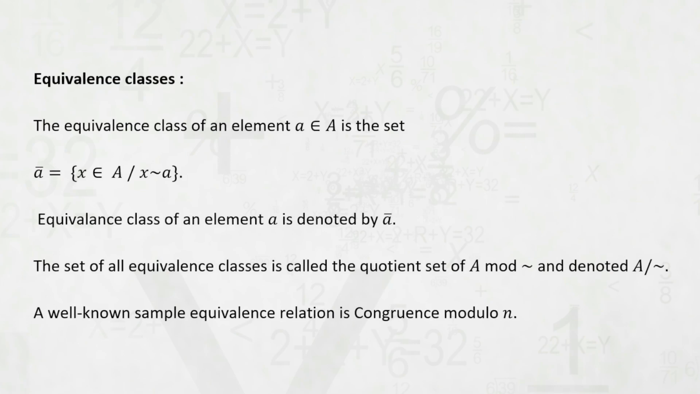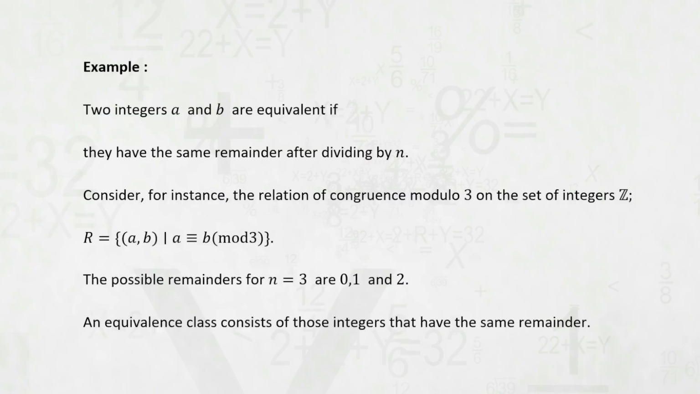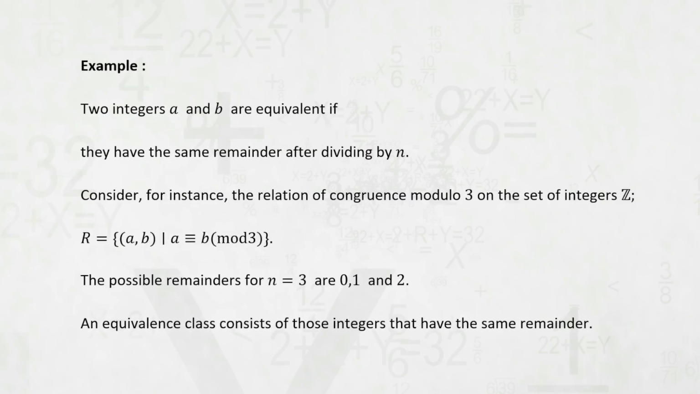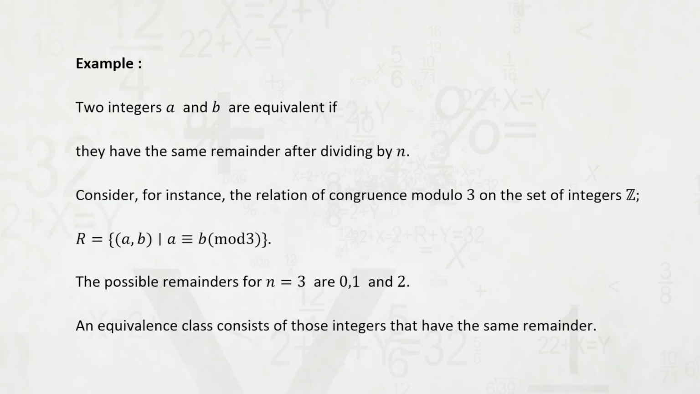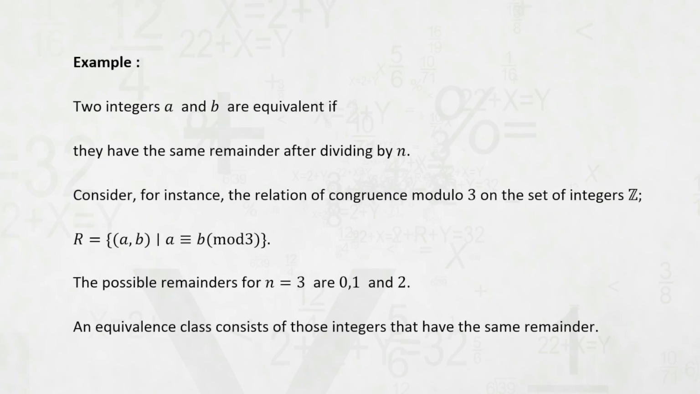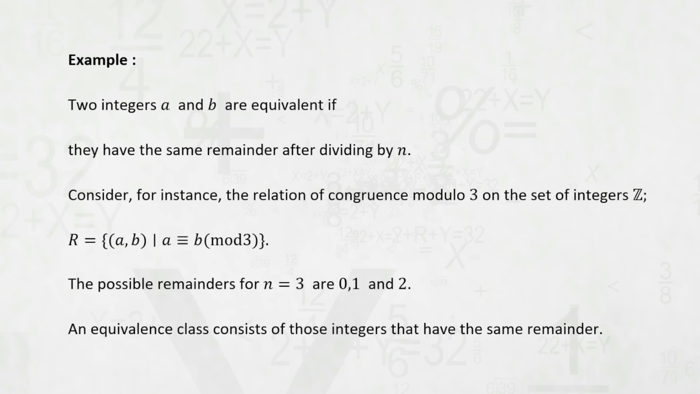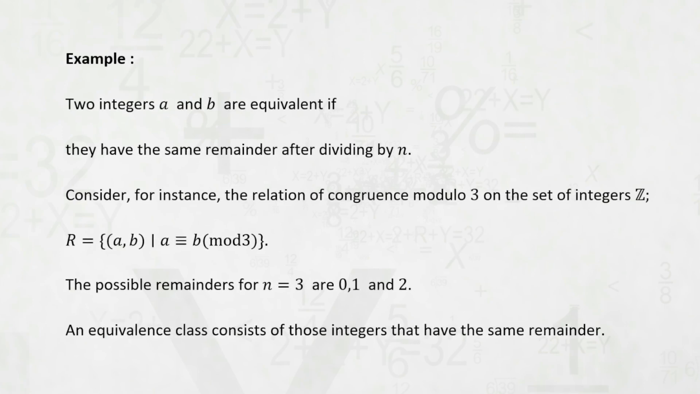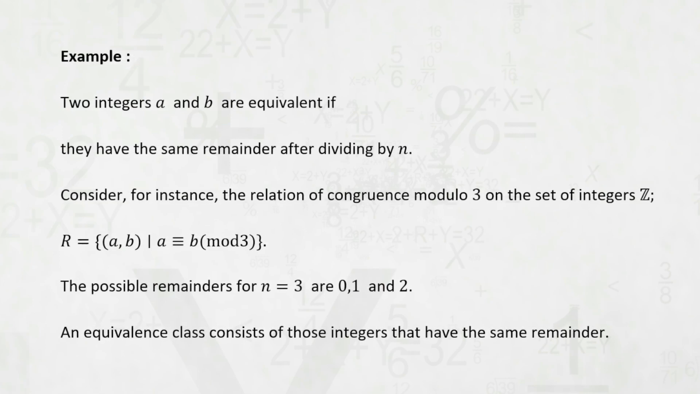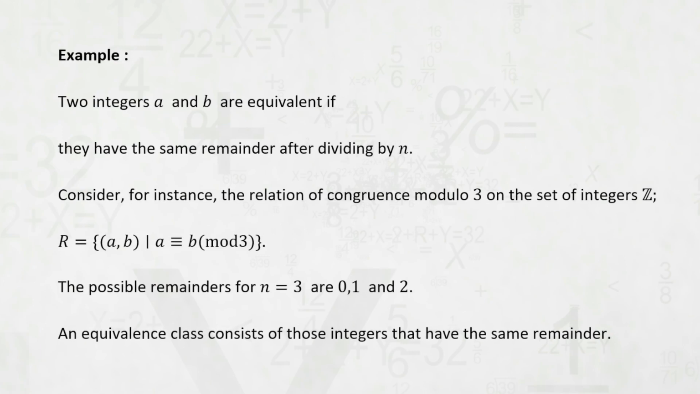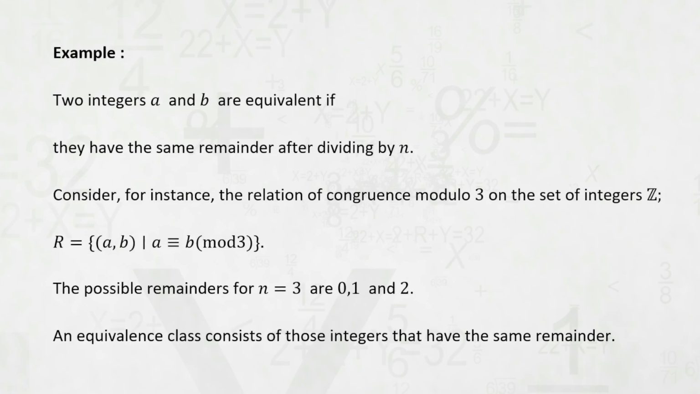A well-known example of an equivalence relation is congruence modulo n. Two integers a and b are equivalent if they have the same remainder after dividing by n. Consider, for instance, the relation of congruence modulo 3 on the set of integers Z. Let R be the set of all ordered pairs (a, b) such that a is congruent to b mod 3. The possible remainders for n equal to 3 are 0, 1 and 2.